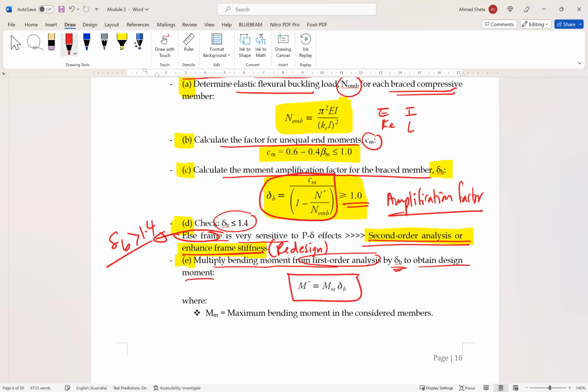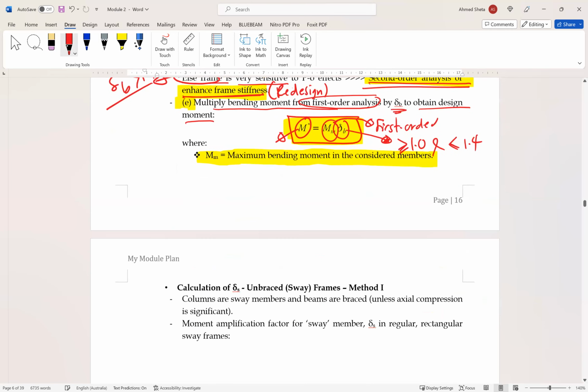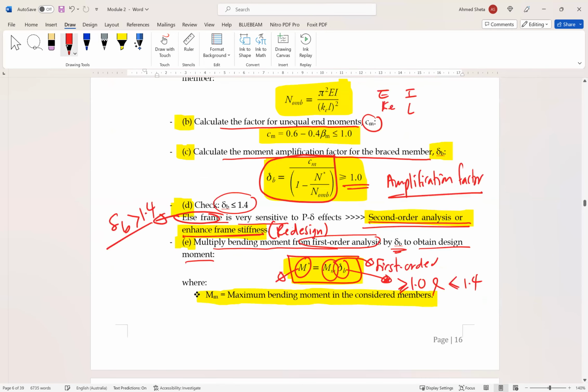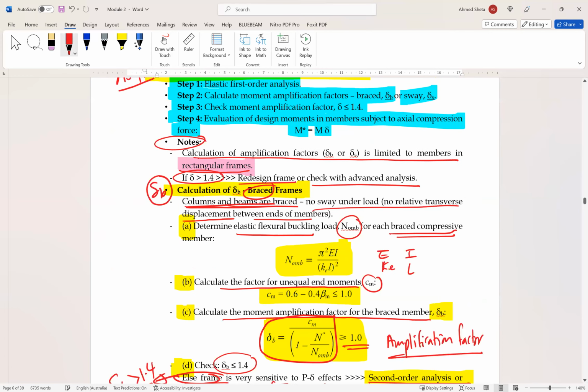So the design moment, M star, will be the moment from first order analysis times delta B, which we have calculated and should be more than 1 and less than 1.4, where M_m is the maximum moment in the considered member. So this is all for delta B for braced frames.